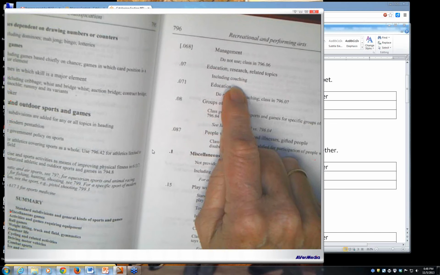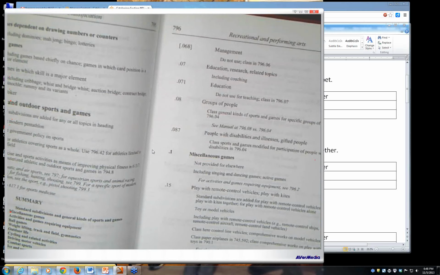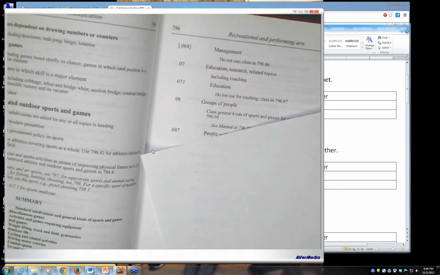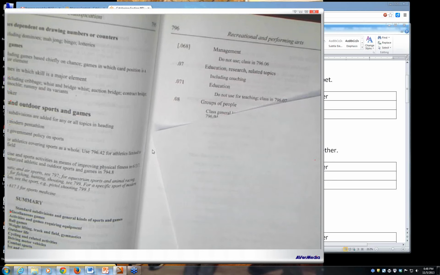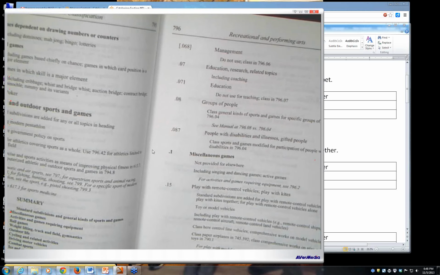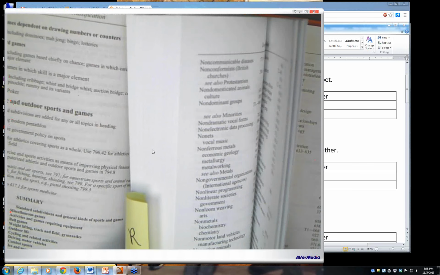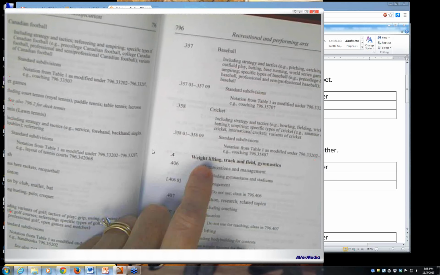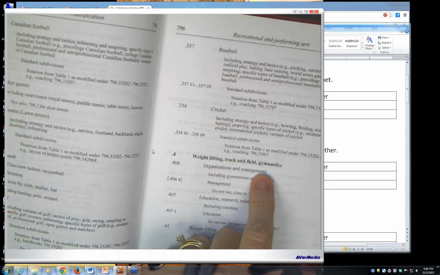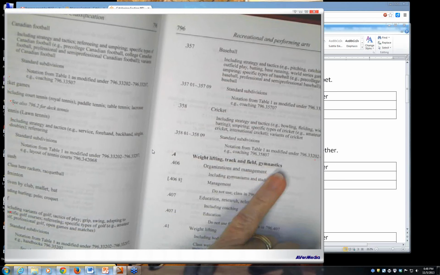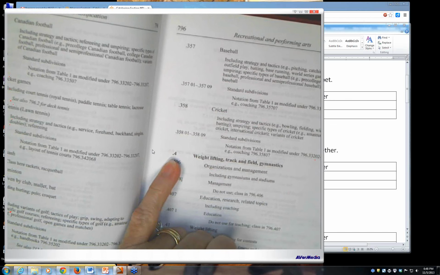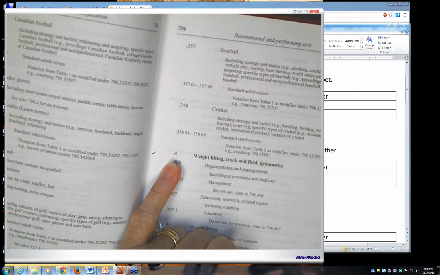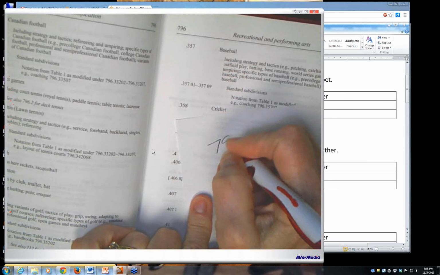So we could use that, but if we want to get to our most specific Dewey classification number, we would look at all 3 of these areas. We would look at weightlifting, track and field, and gymnastics. 796.4 is weightlifting, track and field, gymnastics. So that is pretty specifically what our coaching is covering. So it's 796.4.